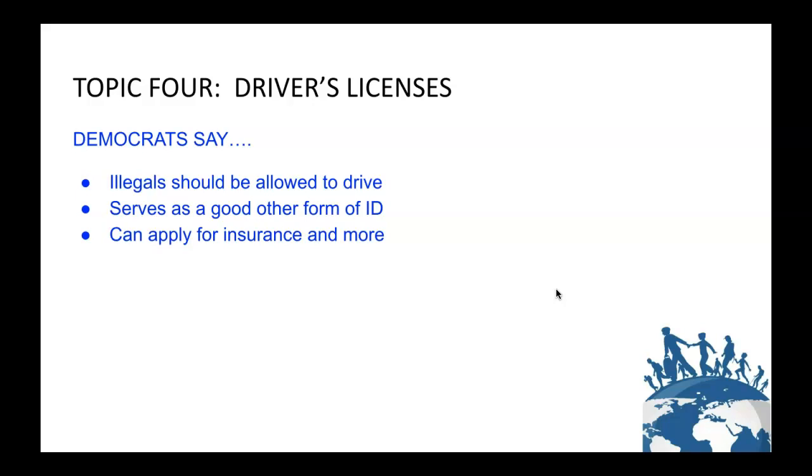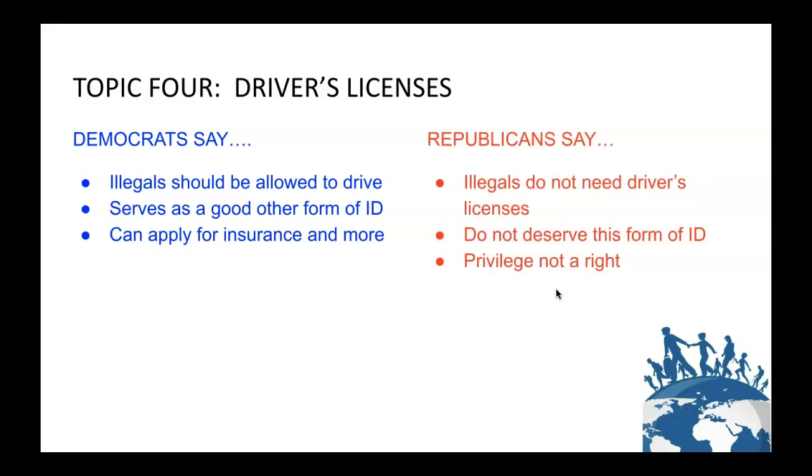reaping the benefits. Republicans, on the other hand, say in regards to driver's licenses that illegals do not need driver's licenses. They do not deserve this form of ID. It's a privilege, not a right. When you think about it, this kind of fits the Republican mantra. If you want to come here and stay here, you need to do so legally. Just because you're already here by default shouldn't mean that you get all the handouts and advantages like a driver's license.